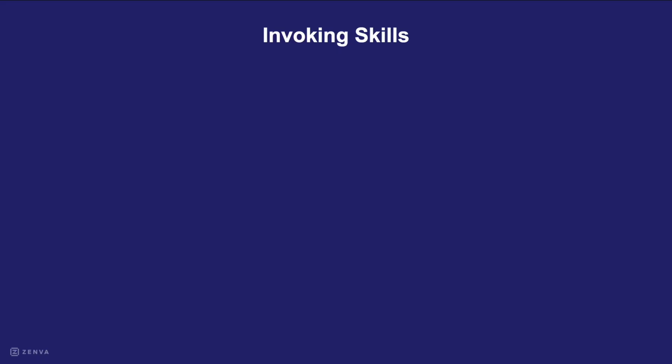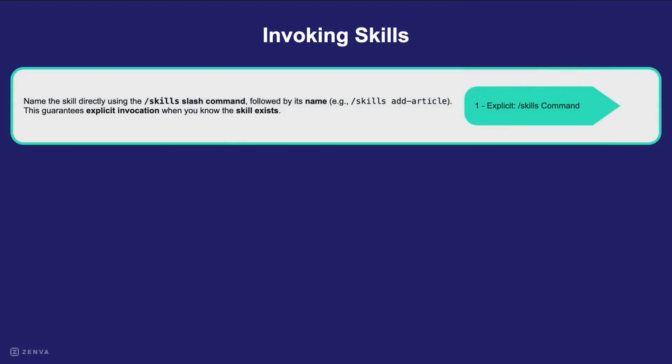You have several powerful ways to invoke skills in Codex to automate workflows. We'll start with the first method. The most direct way to invoke a skill is using the /skills command, followed by its name, like /skills add article. This guarantees explicit invocation, telling Codex precisely which skill to run.